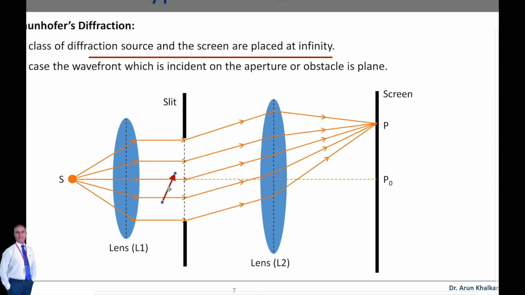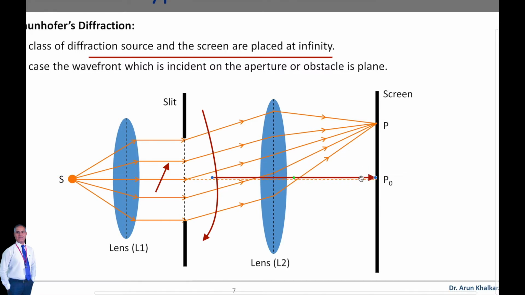When such a wavefront is incident on the slit, each point on this wavefront is a source of secondary wavefront. The secondary waves from the points equidistant from the center of the slit and situated in the upper and lower part of the wavefront travel the same distance to reach point P0. Hence the path difference is 0, as shown in the figure.